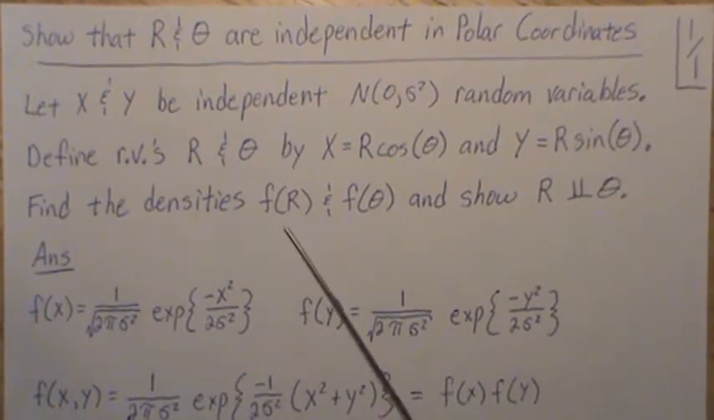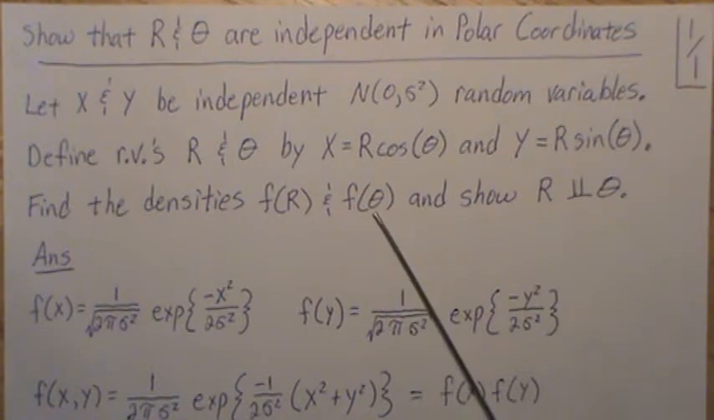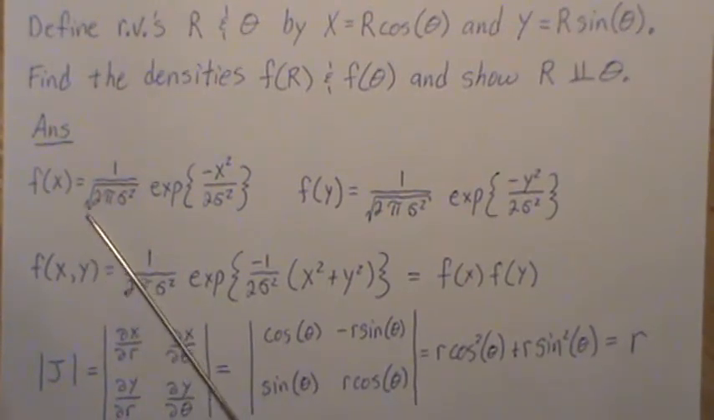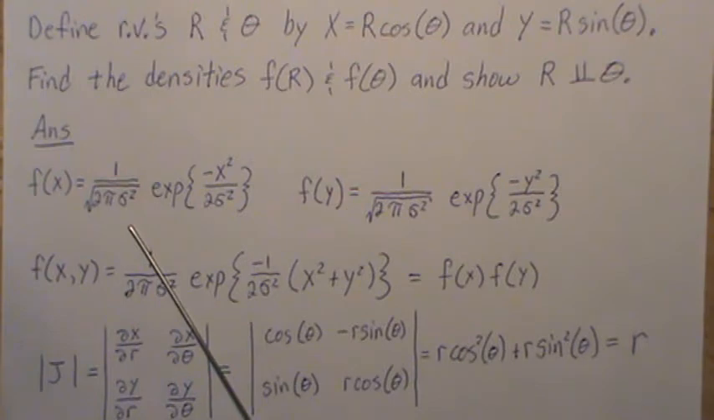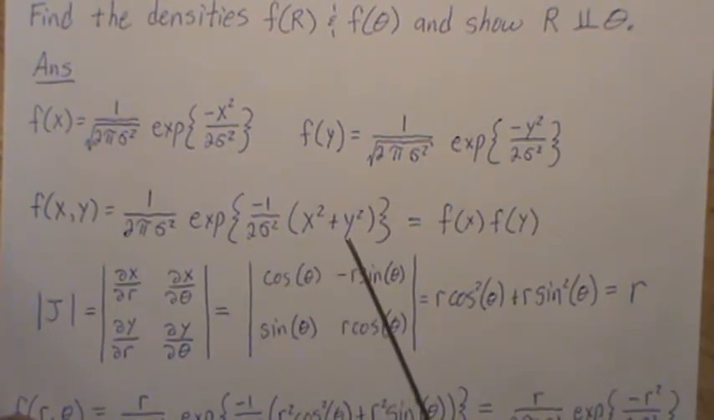Now first we want to find the densities for r and theta and show that they're independent. And here's the answer. So the densities for x and y are this. They're normal zero sigma squared random variables. They're independent, so their joint distribution is the product of the two, which is this.